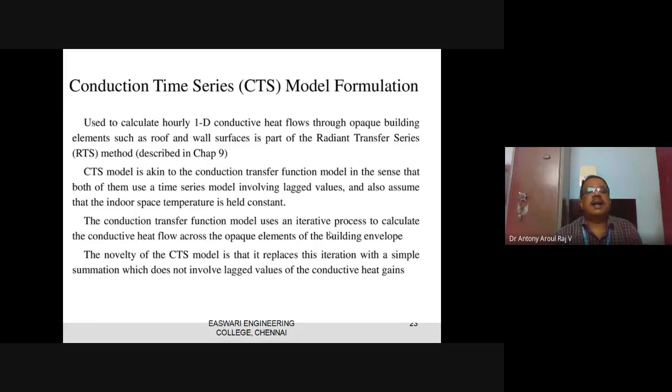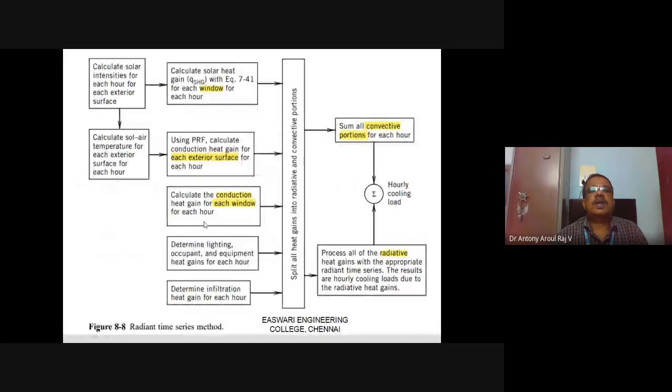So likewise in the conduction transfer, the radiation time series method is also called the radiation time series method. So we will not be iterating. We will be directly calculating the value. So what is the procedure for the radiation time series method?